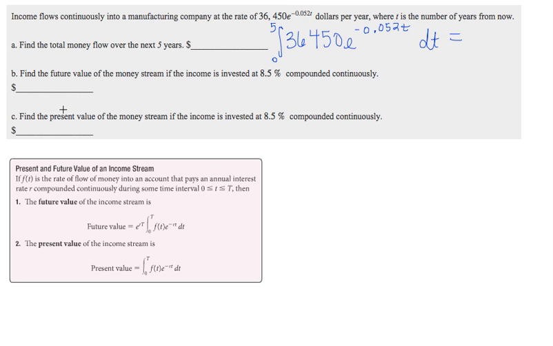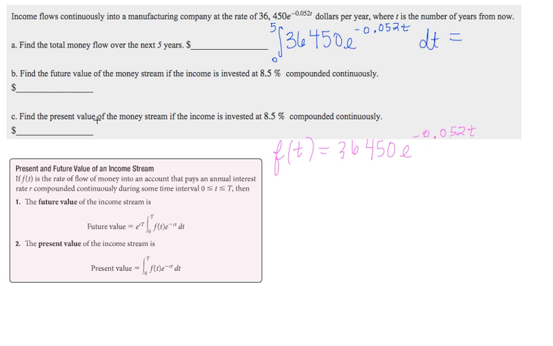So let's find the future value of the money stream if the income is invested at 8.5% compounded continuously. Well, that's this down here. Because we have money coming in continuously at this rate, that's actually equal to F of T. So F of T is the flow rate of money. F of T is 36,450 times e to the negative 0.052t.